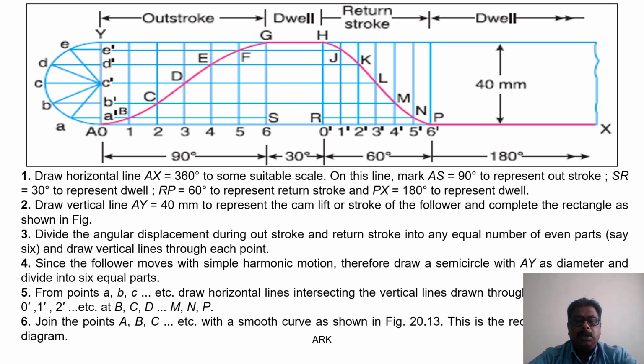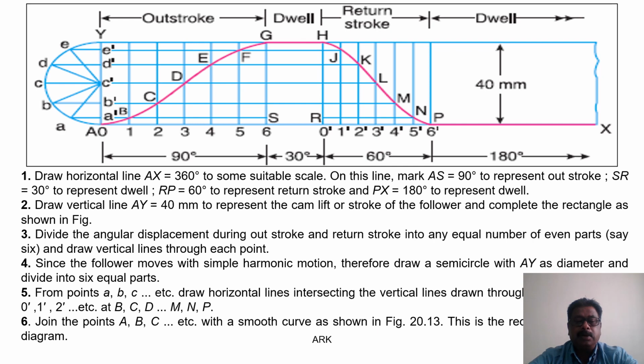Now we are going to draw the displacement diagram as shown in the following steps. Draw the horizontal line AX 360 degree to some suitable scale. On this line, mark AS equal to 90 degree to represent outstroke, SR equal to 30 degree to represent dwell, RP equal to 60 degree to represent return stroke, and TX equal to 180 degree to represent dwell. Draw vertical line AY equal to 40 mm to represent the cam lift or stroke of the follower and complete the rectangle as shown in the figure.